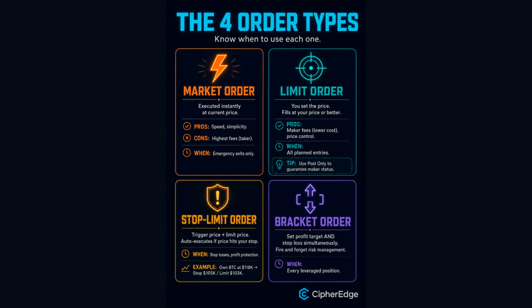If BTC drops to 105,000, your limit order to sell at 103 or better automatically hits the book. You don't have to be watching the screen. It handles the exit for you.